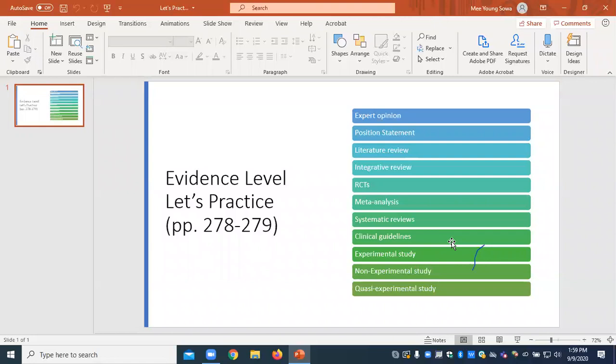Emma Ford, are you there? Did I call you already? I'm here. Non-experimental study. Is that level 3? Good job. If you know pages 278, 279, you can answer. Okay, the last one.